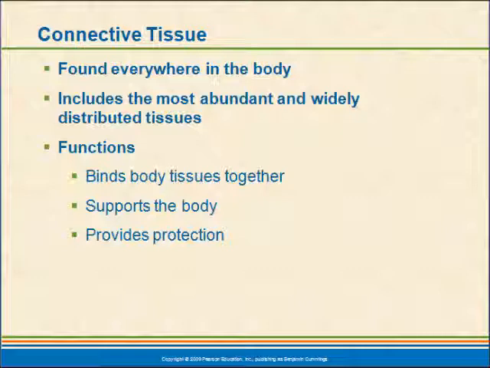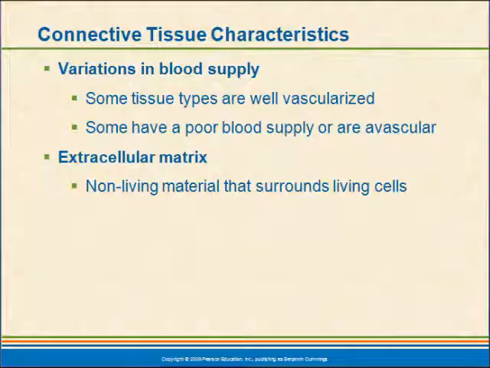Examples of that, when we talk about support of the body, well, bone is a connective tissue. And bone provides protection for, say, the brain, which is surrounded by the skull. We also have protection in the form of padding, which is provided by another connective tissue, which is fat or adipose tissue. Now, let's take a look at some of the other characteristics of connective tissues.